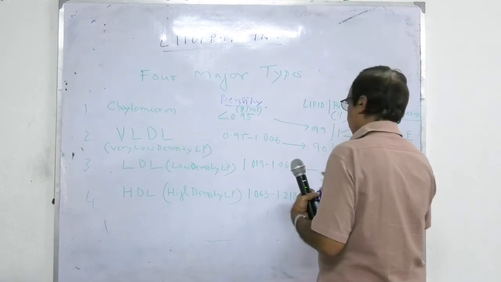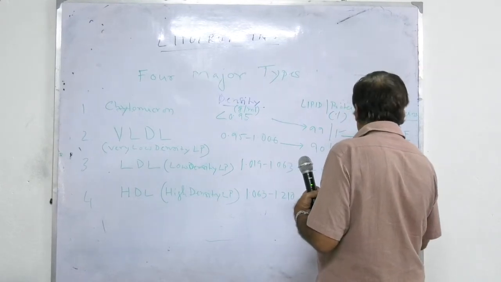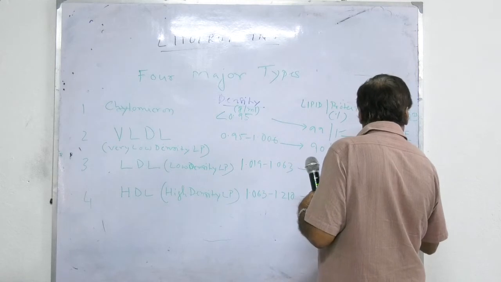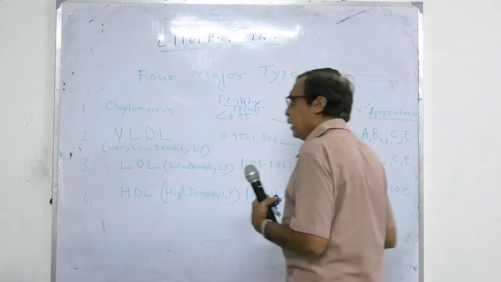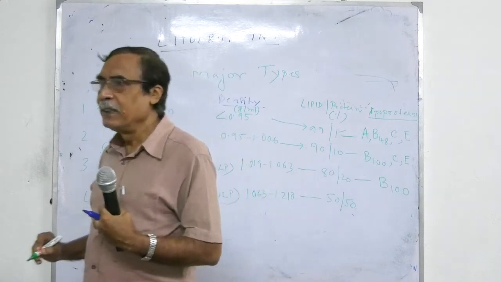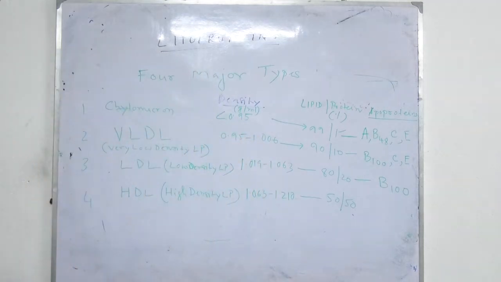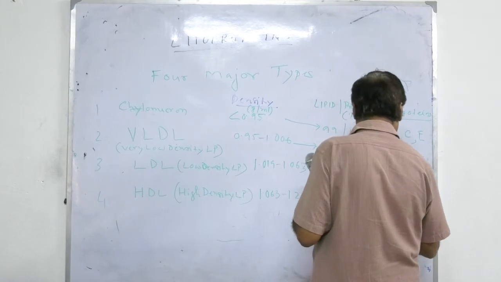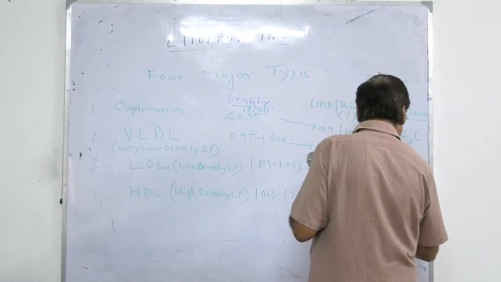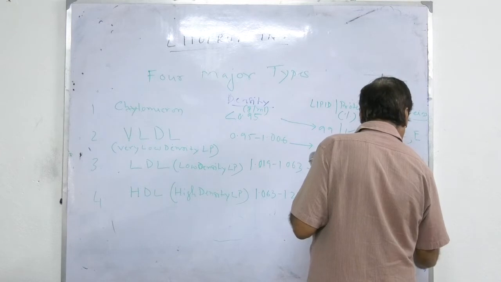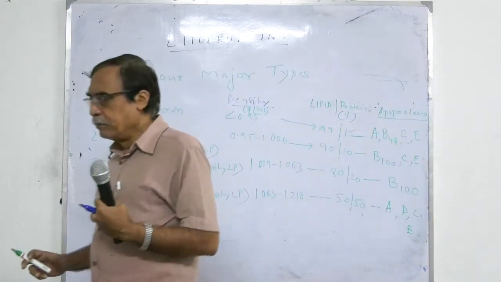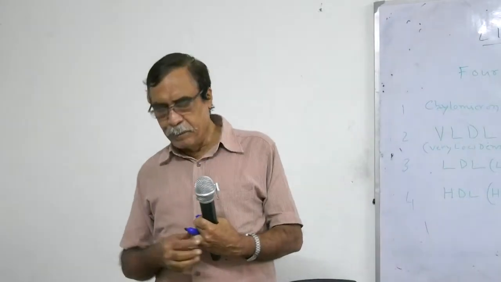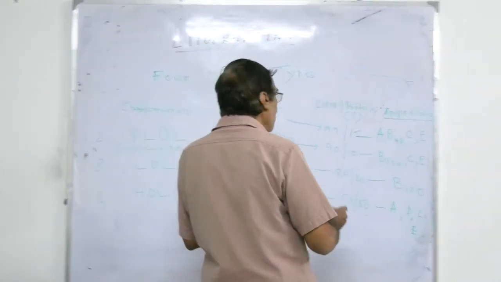B100 and LDL. LDL is the single lipoprotein. The only lipoprotein which has a single apoprotein is LDL, and that is B100. And the HDL has A, D, C, E. Now, as far as the major apoprotein is concerned, I am going to say the major apoprotein in each.